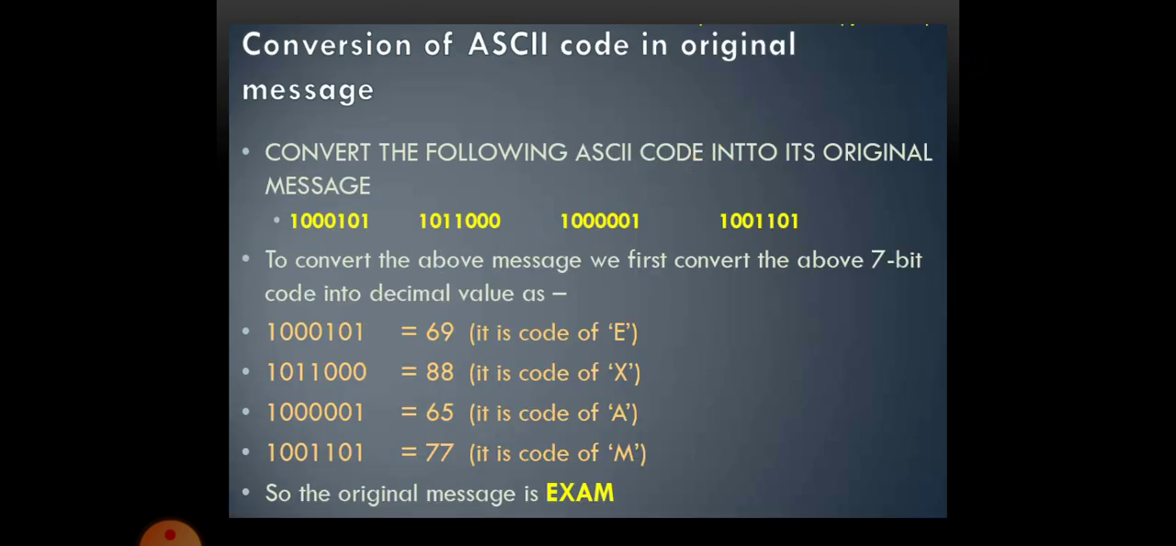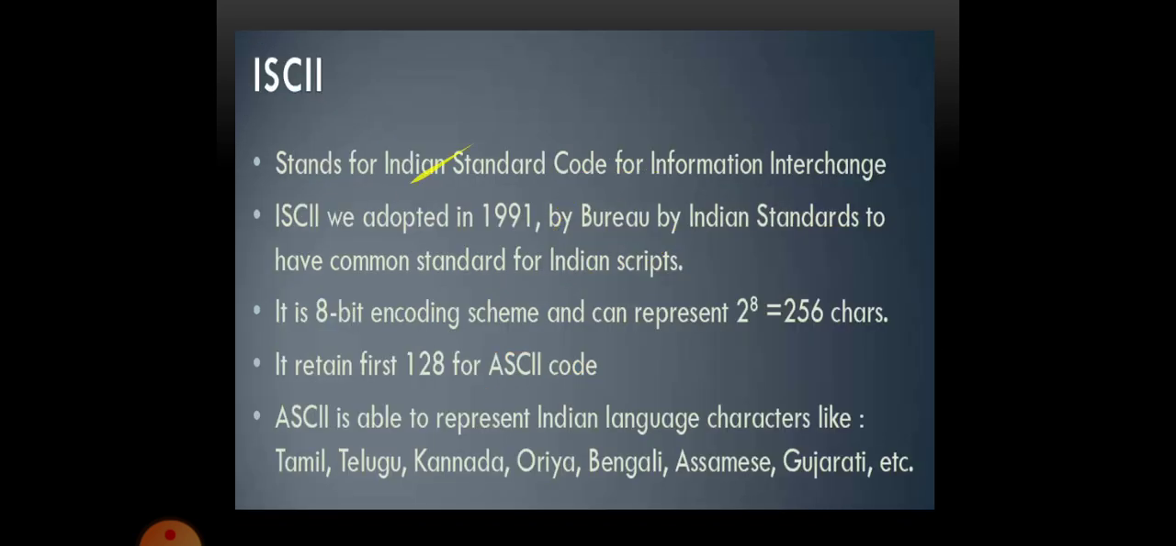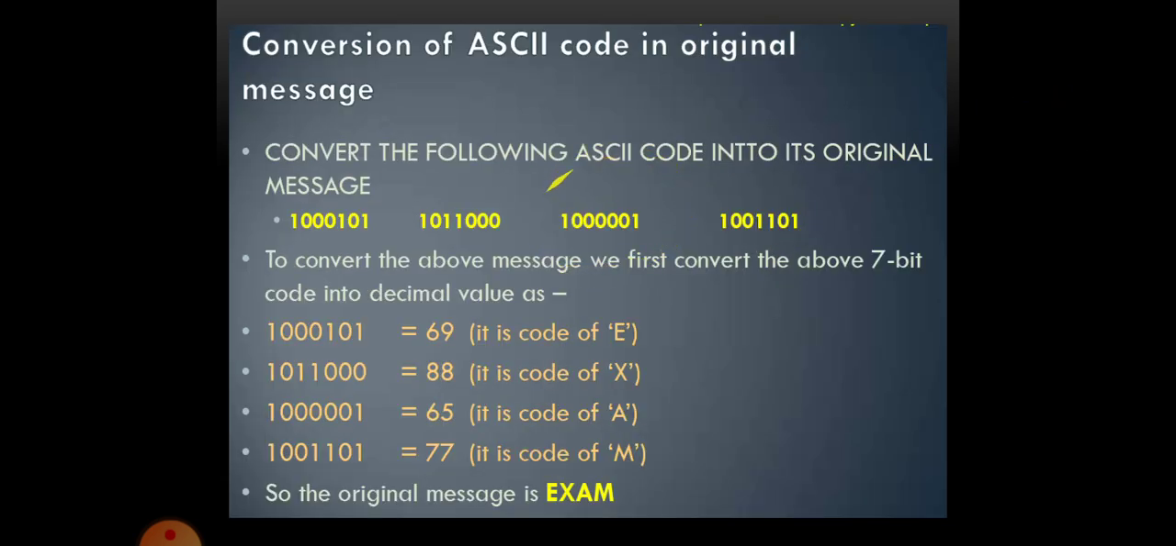Conversion of ASCII code into the original message. How does this have to be converted? This is the given binary code. Since it is a 7-bit code, each group has 7 bits. So it is split into 4 groups, each group having 7 bits. Each 7 bits is converted again, and we find the equivalent of this binary. So we will get 69, 88, 65 and 77. So we will get the code as EXAM.